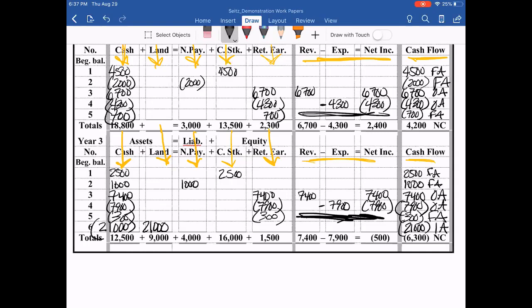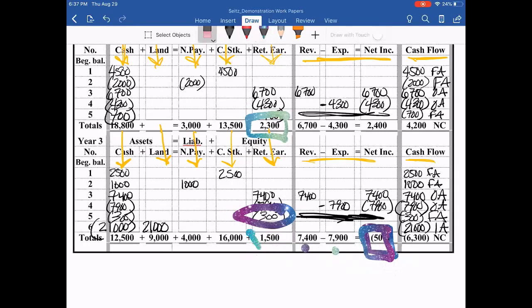Now, if you were to prepare the financial statements, you would again look at your net income here. You have revenues minus expenses equals your net income. So you'd be able to prepare your income statement, start with your statement of retained earnings for year 3, where you would have a beginning balance plus net income less dividends equals your ending balance. And then you'd be able to prepare your balance sheet.